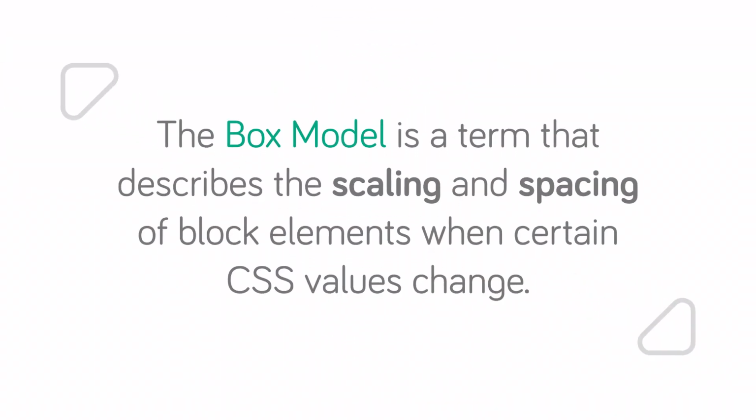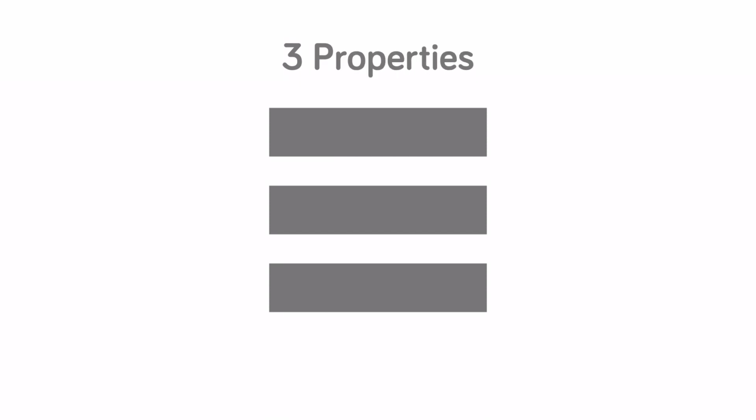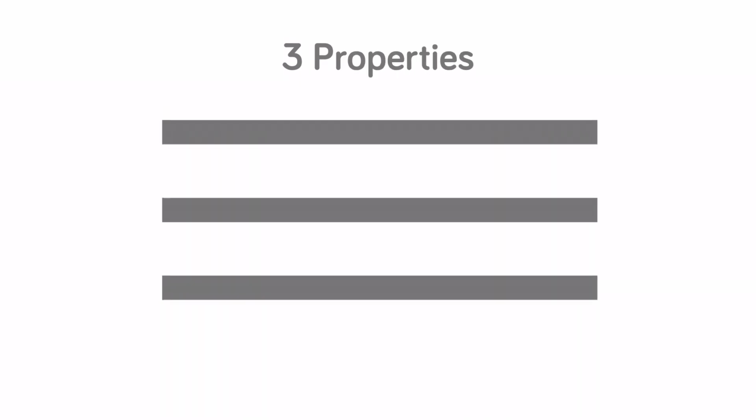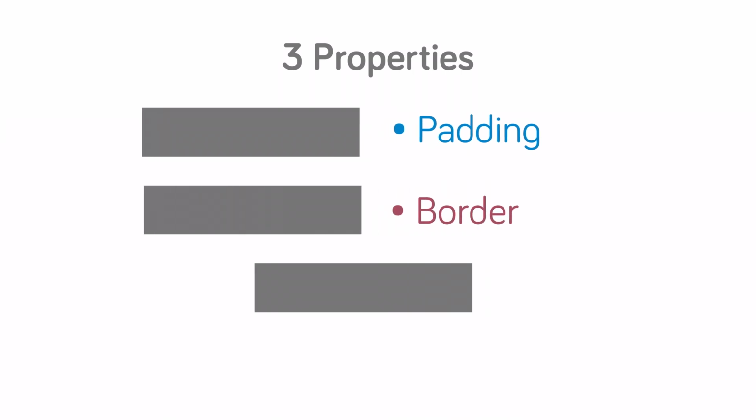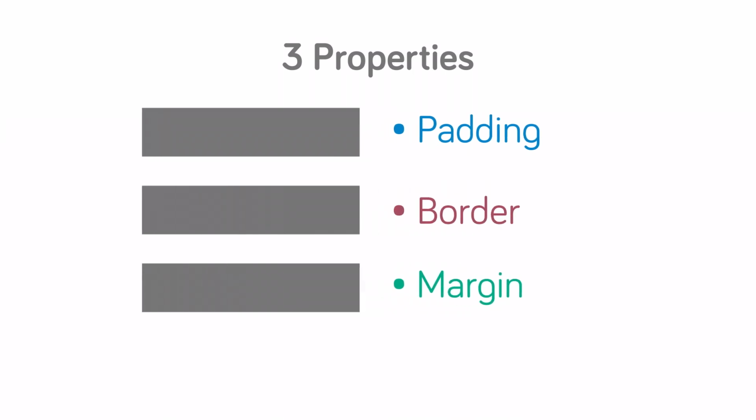The box model is a term that describes the scaling and spacing of block elements when certain CSS values change. So again, we know block elements stack like boxes. Every box has three available properties that can be adjusted to control the scaling and spacing behavior: padding, border, and margin. So what do each of those mean?